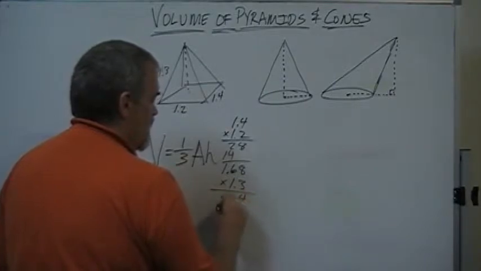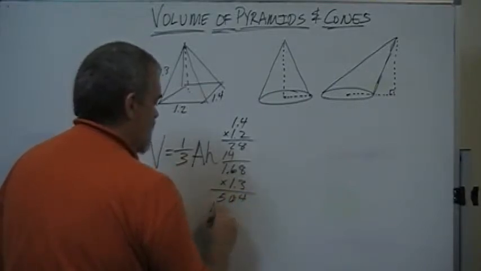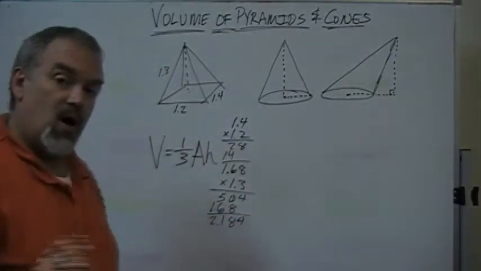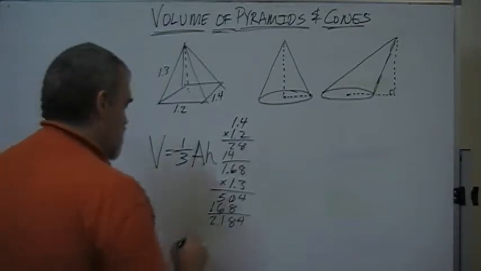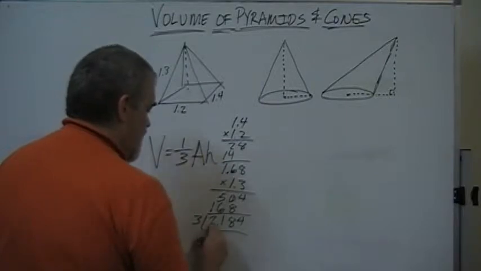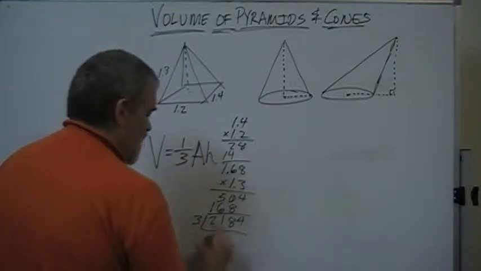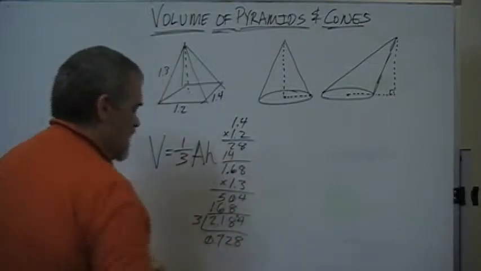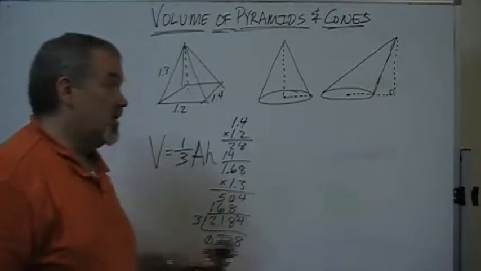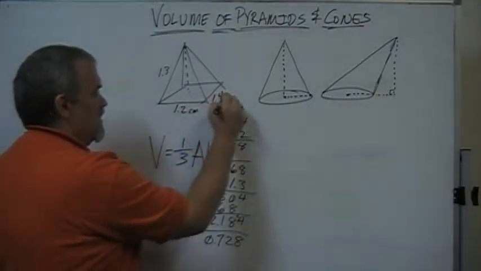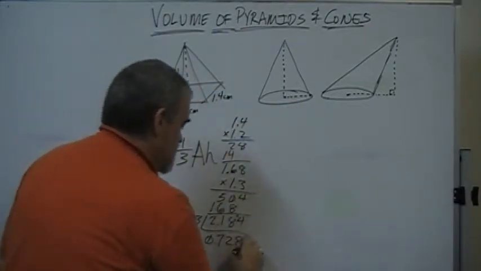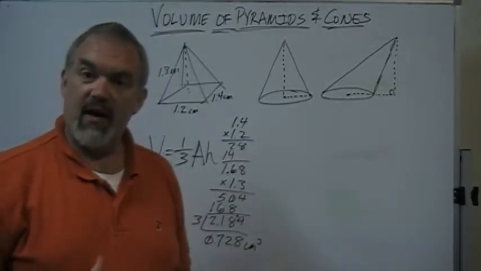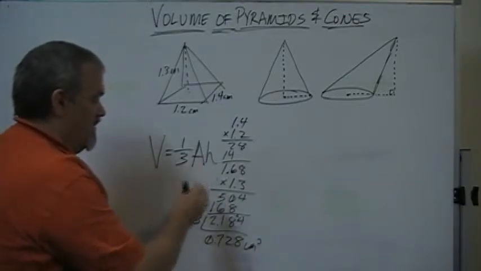That gives me the area of the base multiplied by the height. So I get 2.184. But I don't want all of that, I only want 1/3 of that. So I'm going to divide it by 3, and I get 0.728. 0.728 units cubed. Let's say they were centimeters, and that would give me centimeters cubed. Okay? 1/3 of the area of the base times the height.